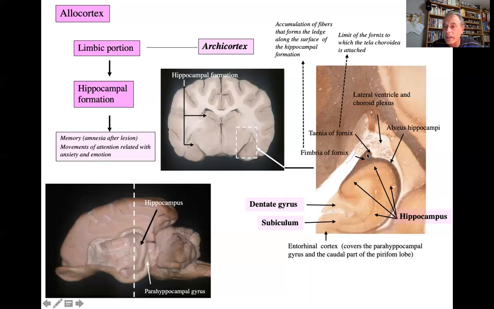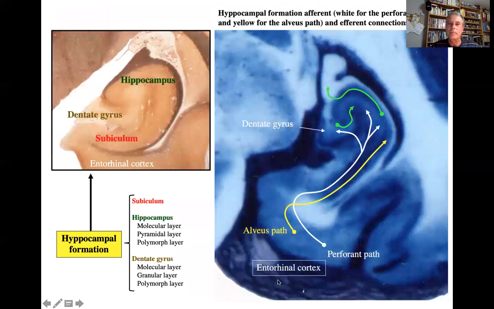And the apex of the fimbria of fornix is the taenia of fornix, where the choroidal plexuses of the lateral ventricles are attached. Look at this structure here, and we'll identify this structure later on. But look at this. This is a tract. In particular, it is the optic tract, and it's very close to the hippocampal formation.